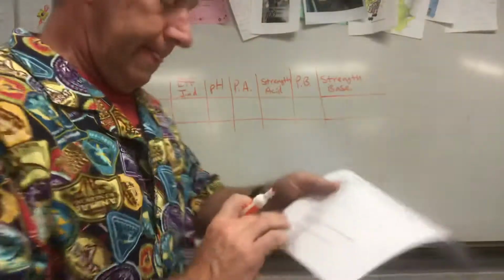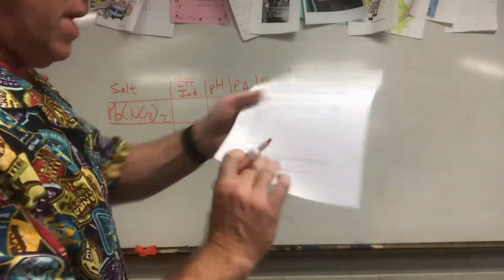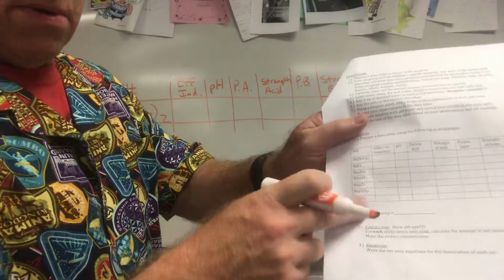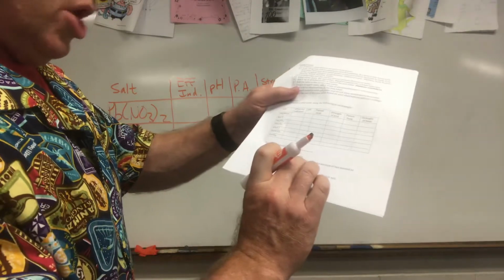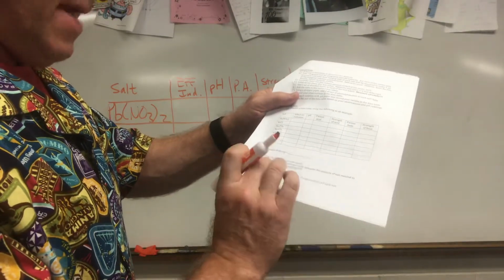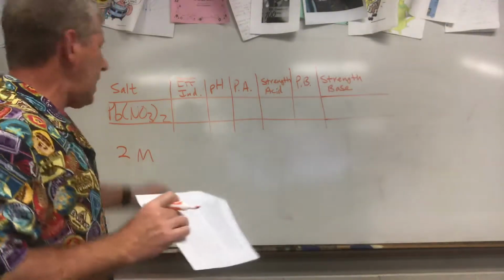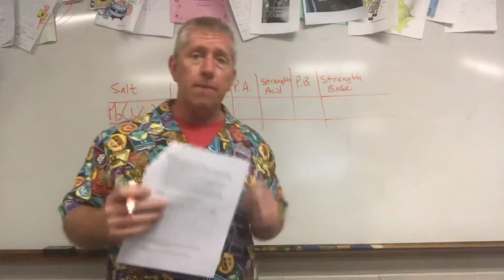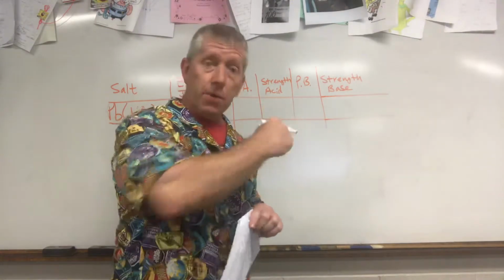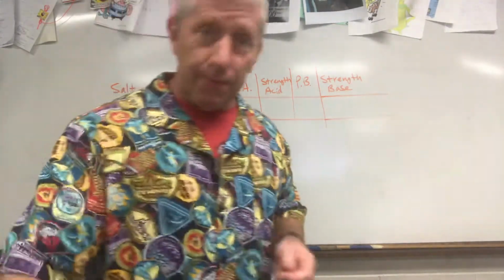I ask a lot of you. All right, so if you look at calculation 1, it says for each of the 7 salts, calculate the amount of salt needed to make the correct concentration. The concentration is 2 molar. So you are going to have to, for all 7 salts, calculate how to make a 2 molar solution of that salt. And I will drag you through the first one to demonstrate for you.